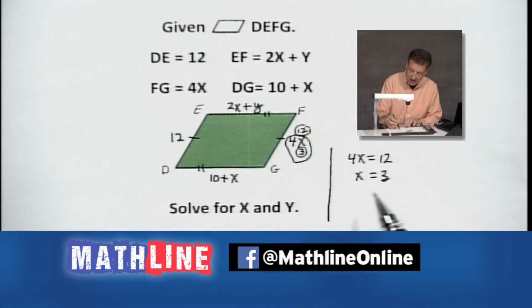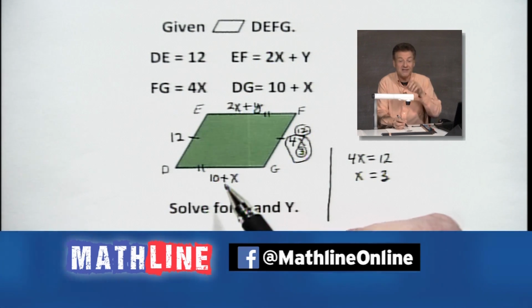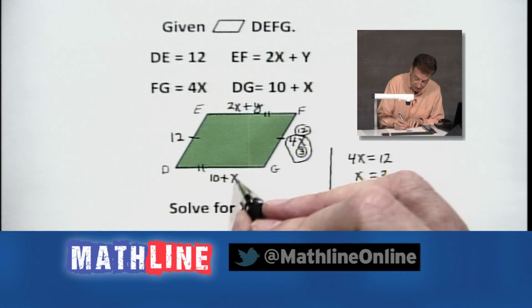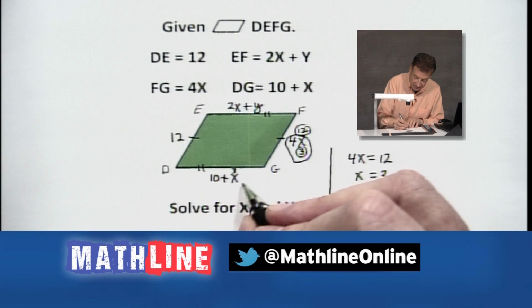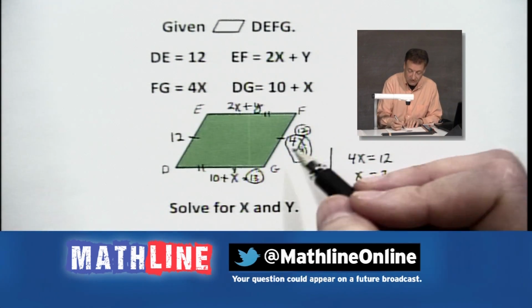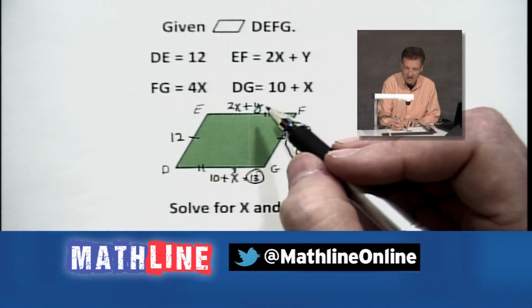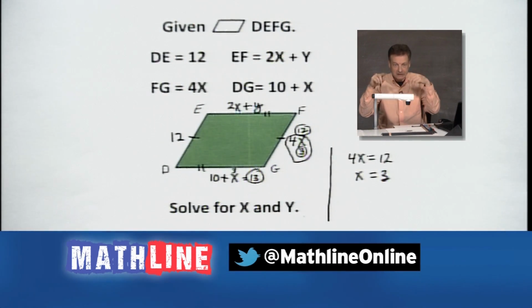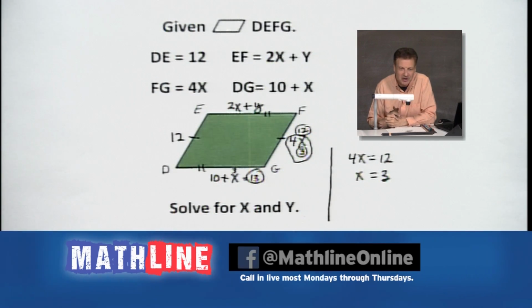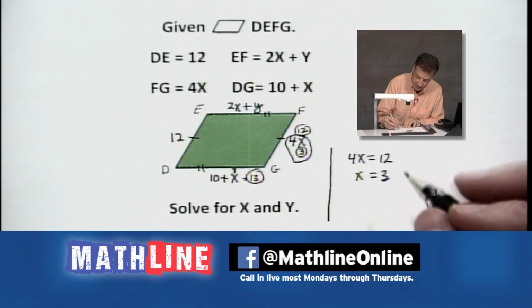Now, I also gave you another little hint. We're going to say 10 plus 3 right down there, all right? So we'll put a 3 in for x, put it right above it. That's going to give us 13. So I got 12, 13, and 12. Guess what? I have to have a 13 up here because opposite sides of a parallelogram are congruent. Exactly, exactly.